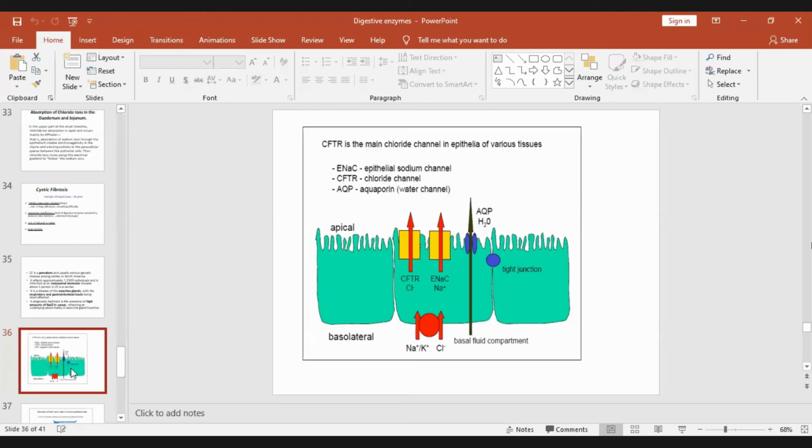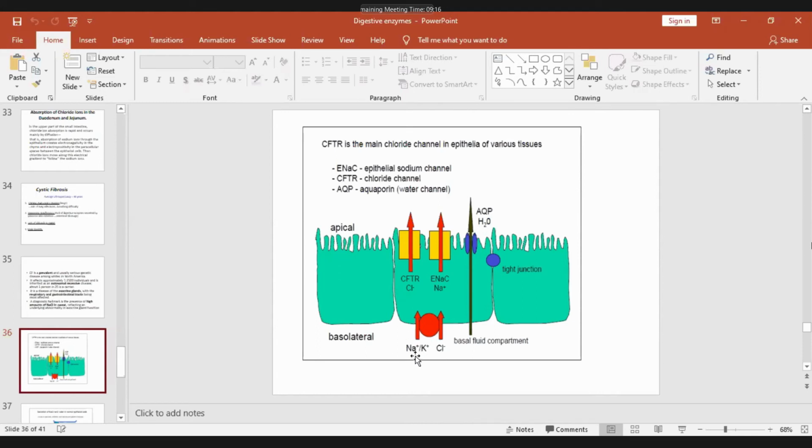To understand cystic fibrosis, we should understand the receptor for this chloride channel. First, about the epithelial sodium channel and the CFTR, the cystic fibrosis transmembrane conductance regulator protein. This is the chloride channel, for chloride secretion from this side to this side. You can see the basolateral and apical sides. This CFTR is the main chloride channel in epithelia of various tissues: generally the lungs, the sweat glands, the pancreas. So these are the locations of the CFTR chloride channels.